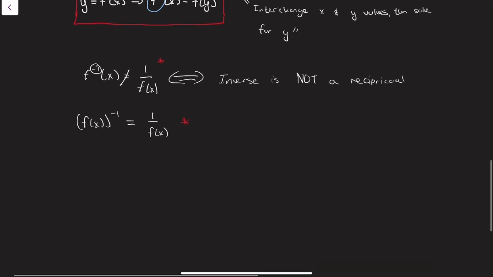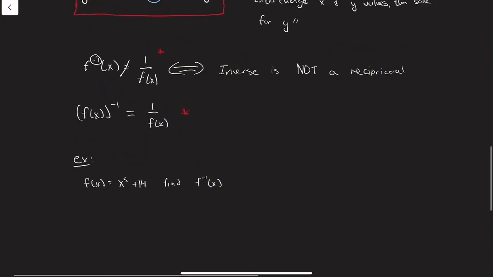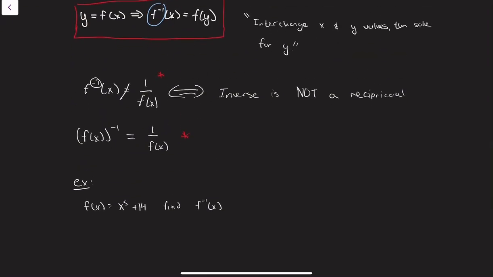So let's look at a quick, pretty simple example for you. Note I've already checked that this function is 1 to 1, so you don't have to do that. You could plot it out and do the horizontal line test, but yes, this function is a 1 to 1 function. f of x is equal to x to the 5 plus 14. We want to find f inverse of x. As we said previously, we want to interchange x and y values, then solve for y.